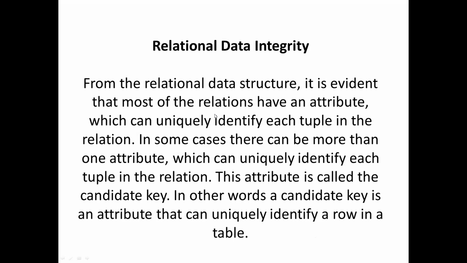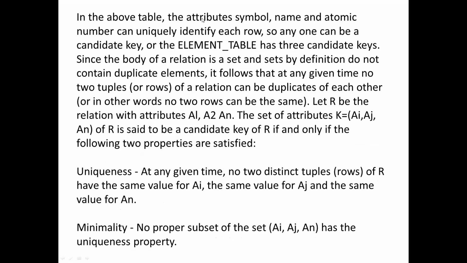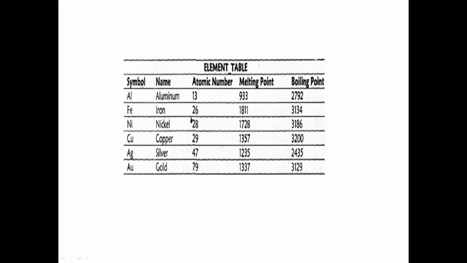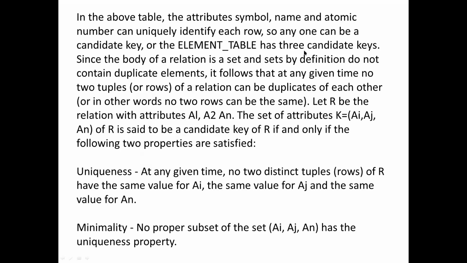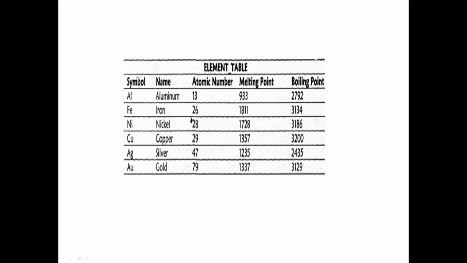So here we have the element table. In the above table, the attributes symbol, name, and atomic number can uniquely identify its row. Right? Symbol, name, and atomic number can uniquely identify its row. So any one can be a candidate key. Is this the same as this one? No. Is this the same as this one? No, no, no.